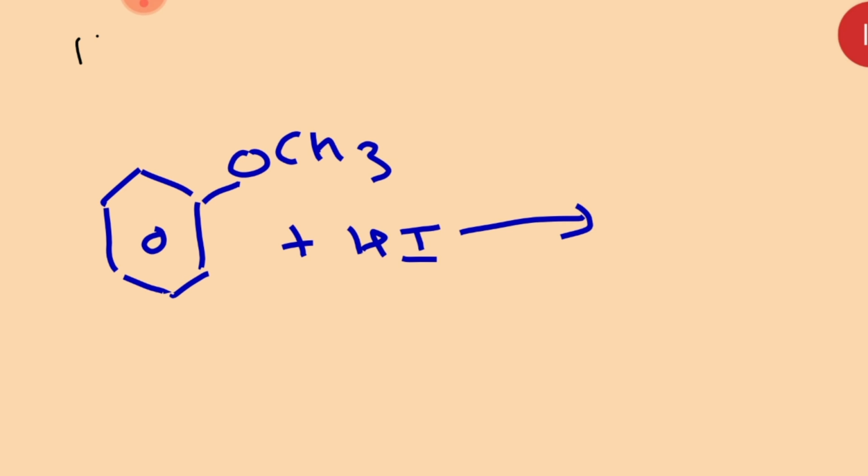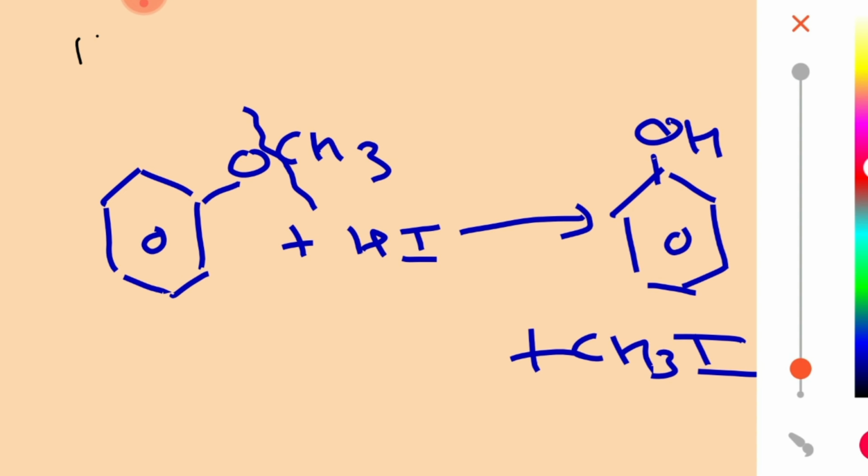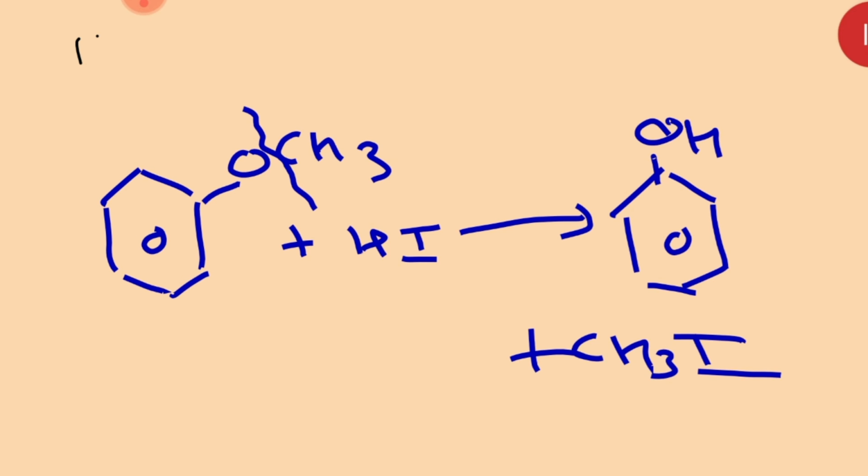Now please see from where you are going to cleave the bond. Okay, the cleavage will be from this side, because CH3 is the smaller one. The product will be phenol plus CH3I. Now a question arises, you might be questioning, sir, why is the bond not cleaved from the other side?